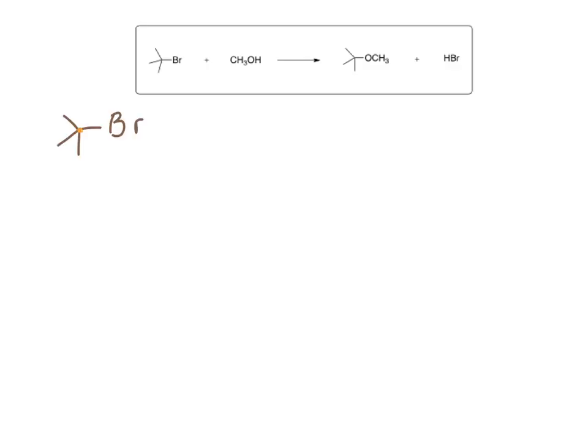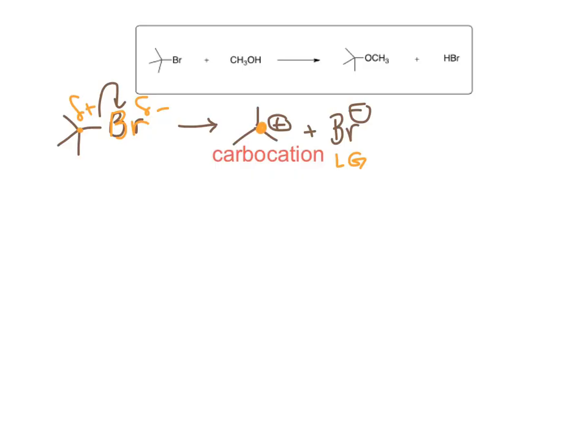This carbon-bromine bond is a polar bond, and there is a partial positive charge, delta plus, on the carbon and a partial negative charge, delta minus, on the bromine. Because of that, at some point, bromine can depart, and that is our leaving group, and by doing so, an intermediate is formed. This intermediate has a positive charge on the middle carbon and is called a carbocation intermediate.